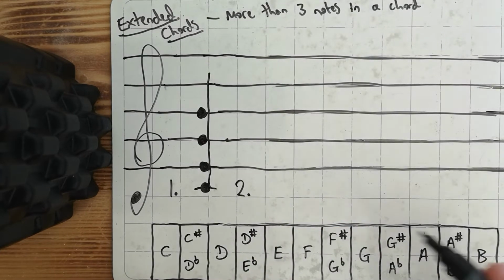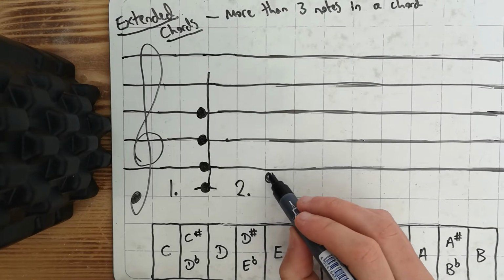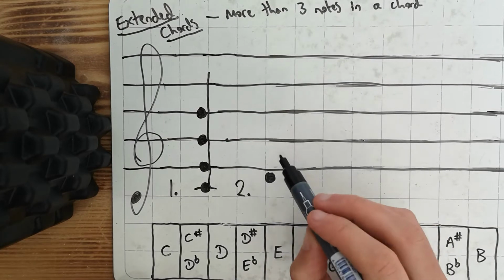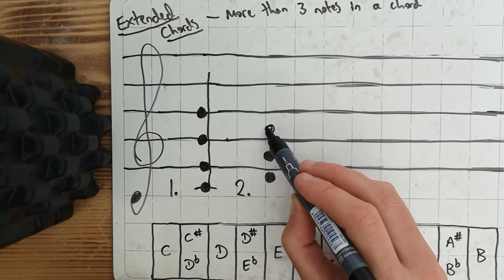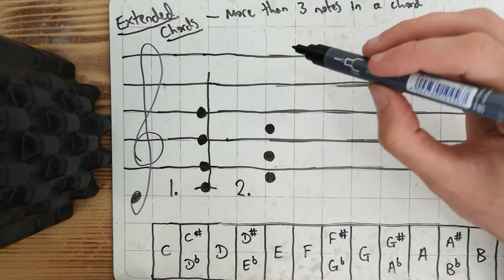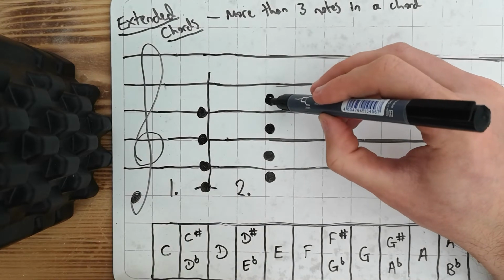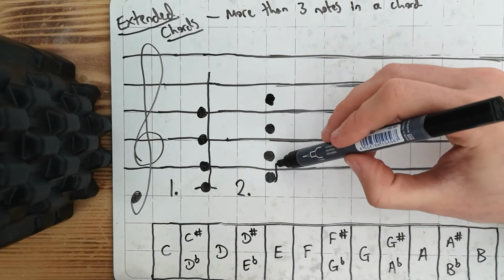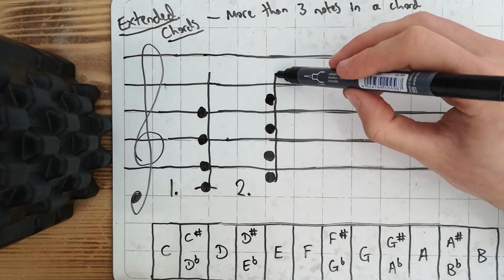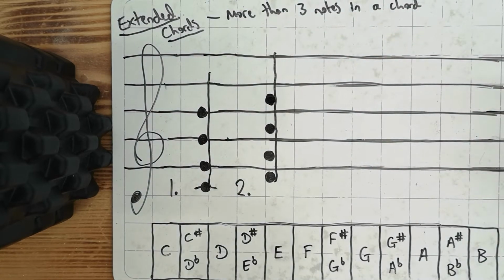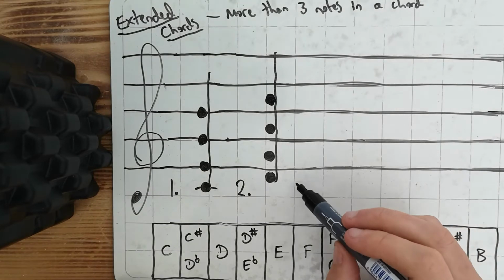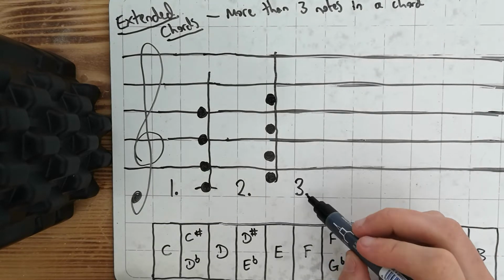Let's try another one. Let's again keep things a little bit simple. Again, work out the notes that make up this chord. Work out which is the root note, work out which is the third, which is the 5th, and then work out which is the 7th. Is it a dominant 7th or is it a major 7th? Let's just do a couple more.